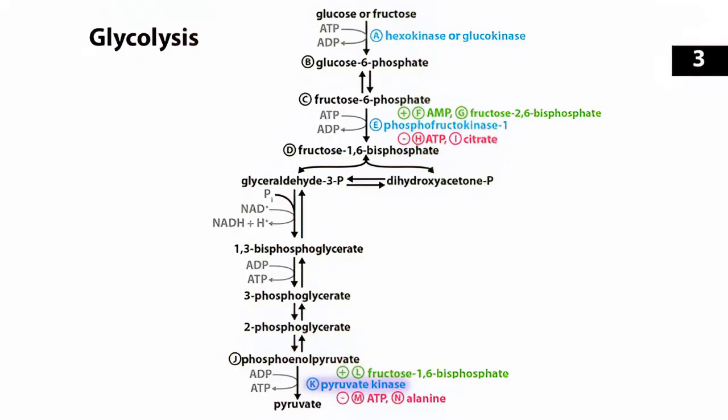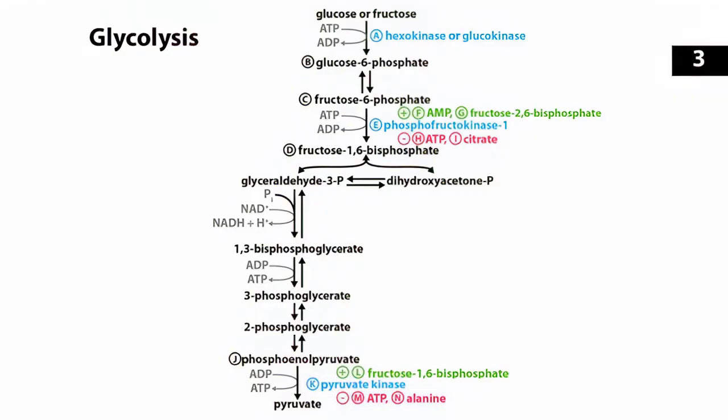The substance that stimulates pyruvate kinase is fructose 1,6-bisphosphate. That's letter L, fructose 1,6-bisphosphate. We saw that earlier as substrate D. So an upstream substrate is stimulating the downstream mechanism, which makes sense because you don't want these substrates building up. And then letter M is ATP, and then N is alanine. And again, these ATP and alanines are going to indicate that you already have a lot of energy. You don't need to make any more pyruvate. So that's going to inhibit pyruvate kinase.